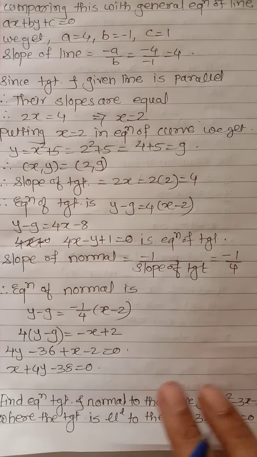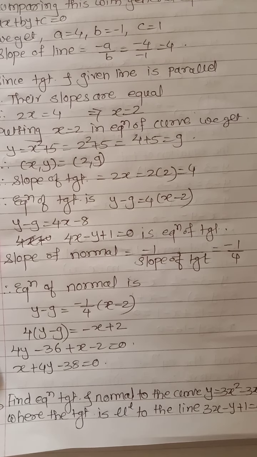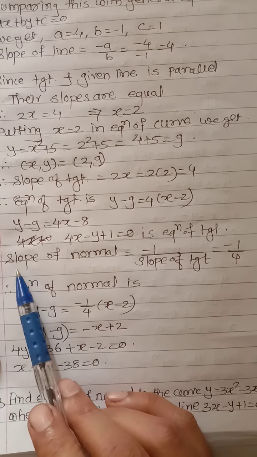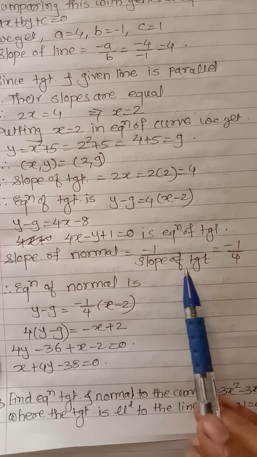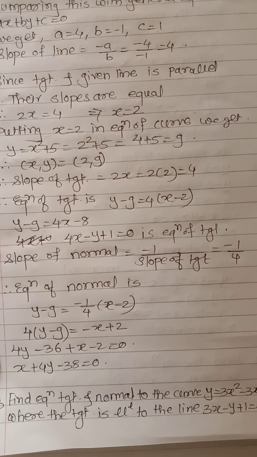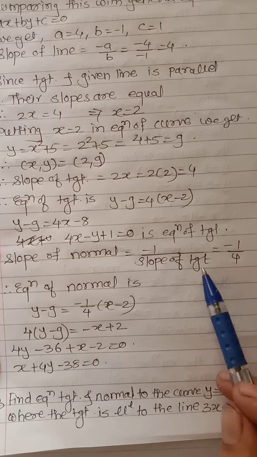Okay. Now again using this you have to find the equation of the normal. So to find the equation of the normal we need the slope of the normal. So we first find the slope of the normal. Slope of normal is equal to minus 1 upon slope of tangent. Okay. So the slope of the tangent is 4, so minus 1 upon 4.